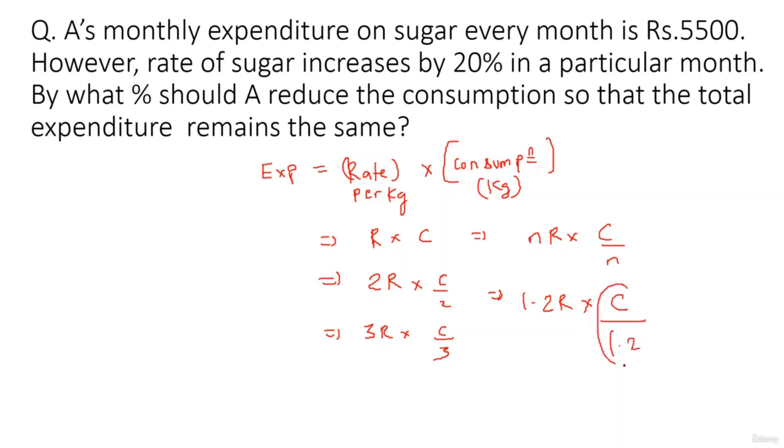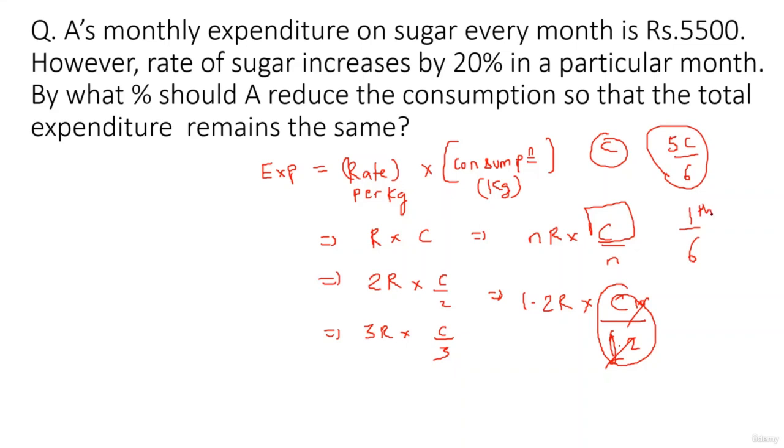Okay, when you do this, you get the new consumption. If the initial consumption is C, then you get a new consumption C upon 1.2. Multiplying by 10 on top and bottom, we have 10 by 12, 2 cancel. The new consumption is 5C by 6. Initial consumption was C, now it has become 5C by 6. There is a gap of 1/6 of C. You have to reduce the consumption by 1/6. 1/6 will be nothing but 16.6 recurring, 16.6%.